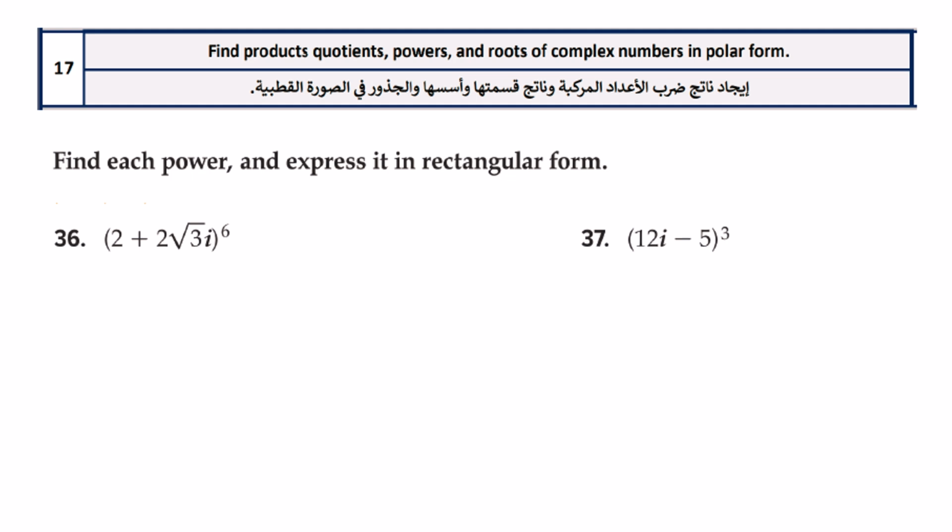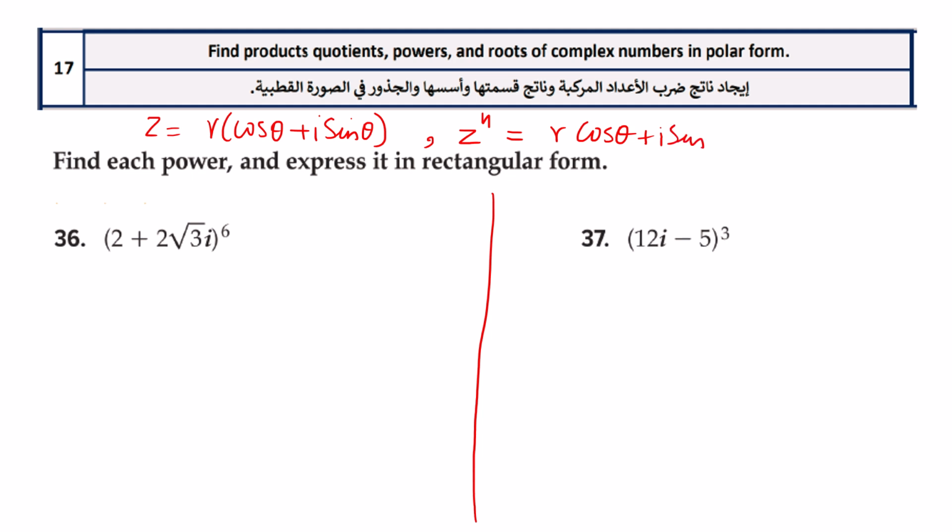Let me first write the theorem for you. And remember, in order to apply De Moivre's theorem, we have to first convert to polar form. So we are going to convert this question into polar form, and then apply De Moivre's theorem. De Moivre's theorem says that if you have a complex number in polar form, r cos theta plus i sine theta, and you want to calculate its nth power, z to the power n, then you raise everything to the power n, and your r becomes r to the power n. However, your angle gets multiplied by this n. That's De Moivre's theorem.